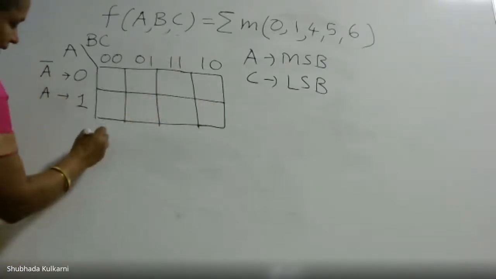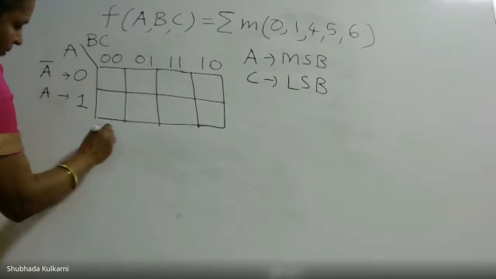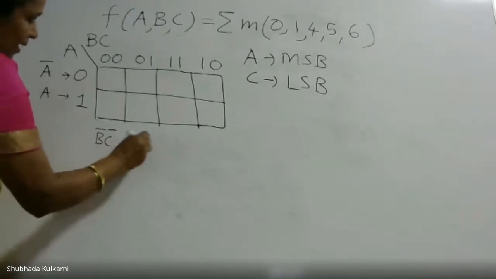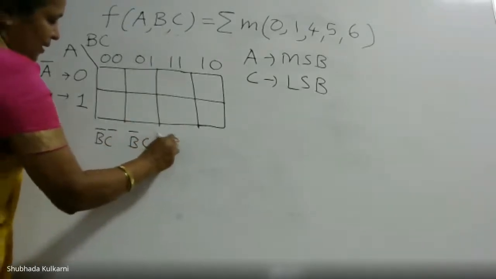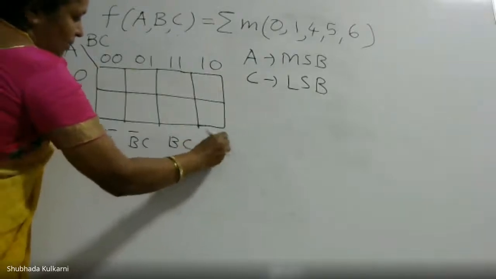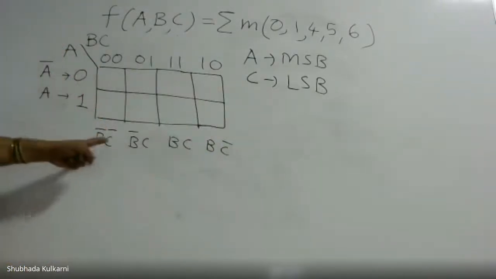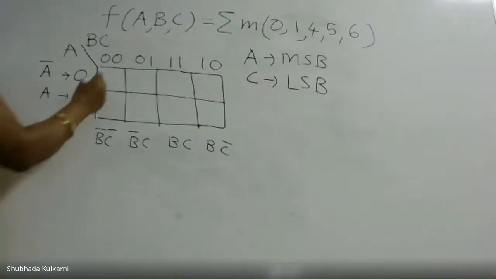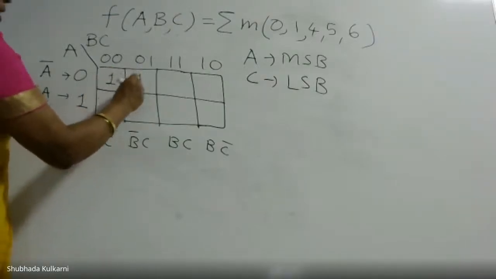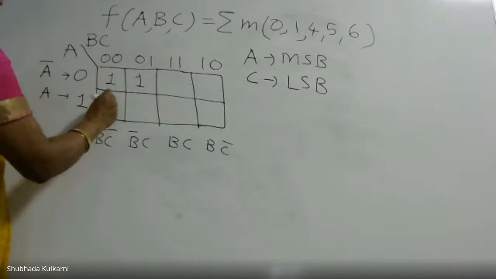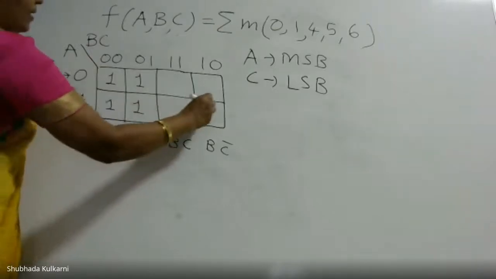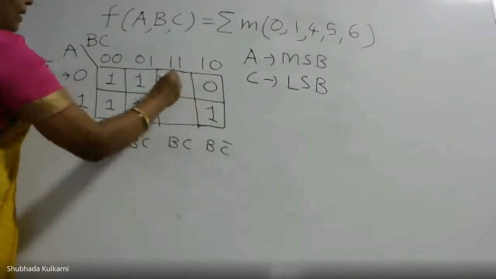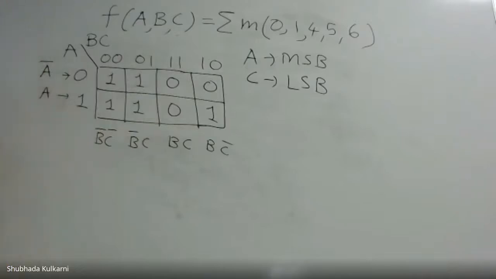Now here I can even write the product terms for each column: B bar C bar, B bar C, BC and BC bar. So I have written the product term for each column and the binary values for the column. Now, which are the minterms in the problem? 0, 1, 4, 5, 6. So 0, 1, 4 are here, 5 and 6 are here. Only the remaining 3 positions have zeros.